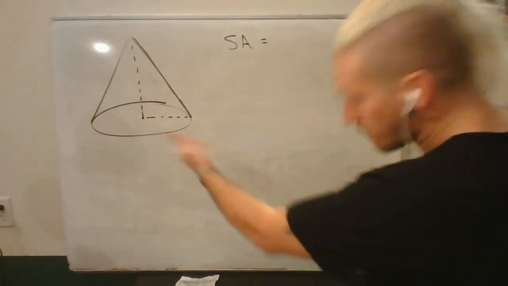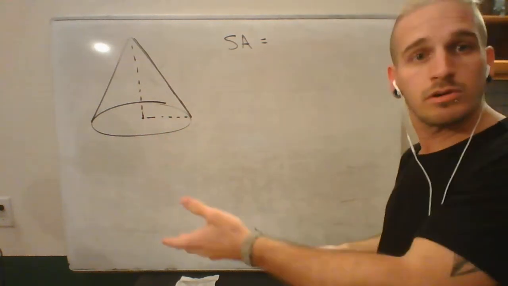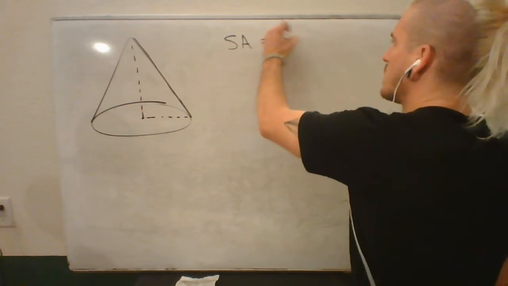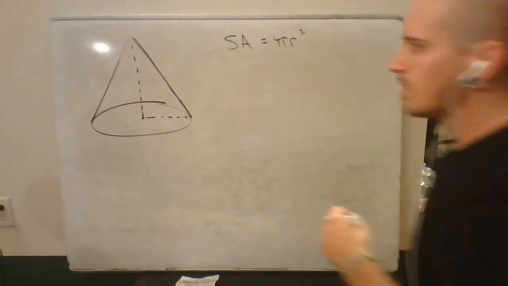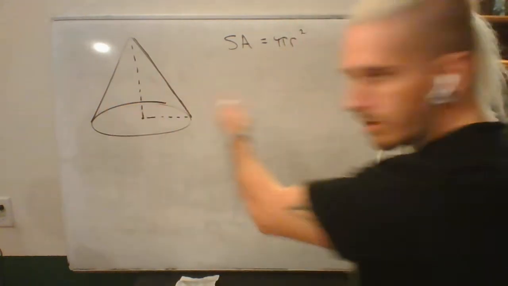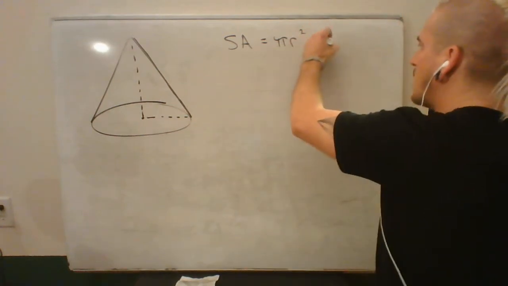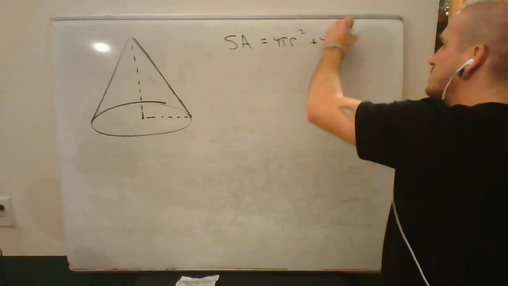If you notice here, the part underneath, the base, is a circle. So how do we find the area of a circle? Well, that's pi r squared. All right, and then the part around it, that's going to be the lateral area. The lateral area of a cone is given by pi times the radius times L.